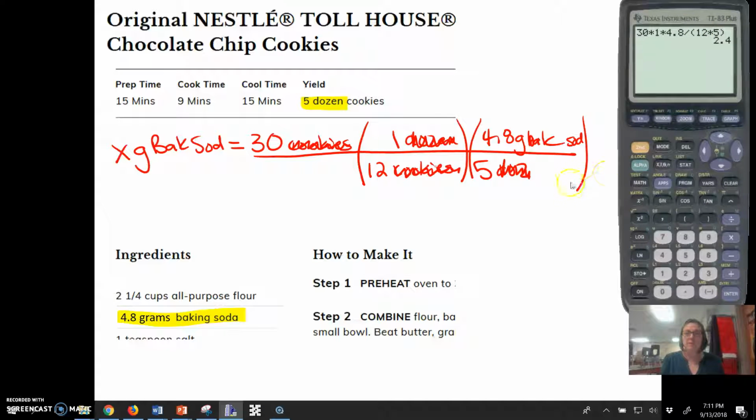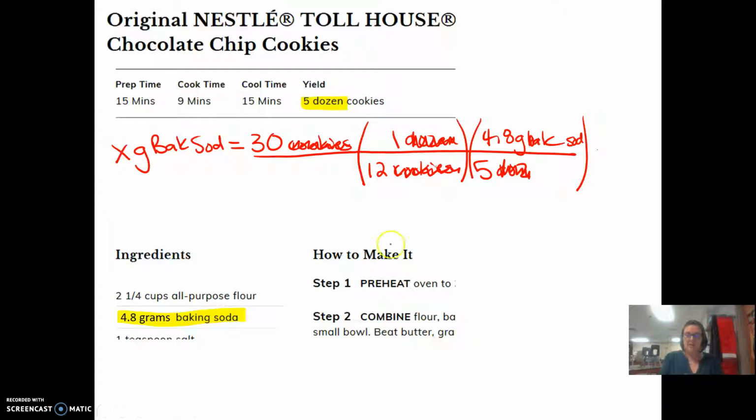So I get 2.4. So over here on my lab notebook, I would write equals 2.4 grams of baking soda. And then to make this easier to find when we actually go start measuring out ingredients, I think you should highlight that this is how much you're going to be measuring out.